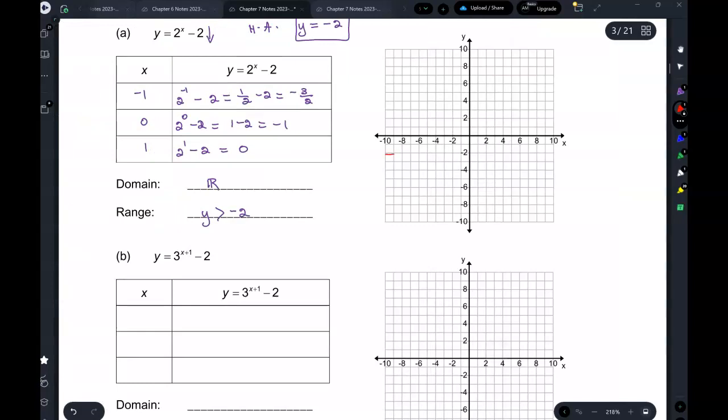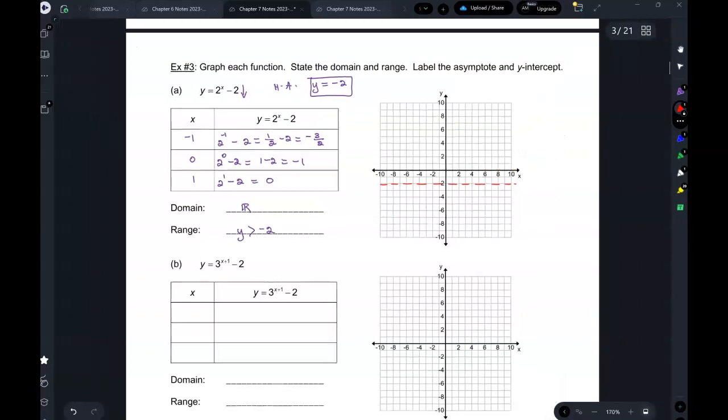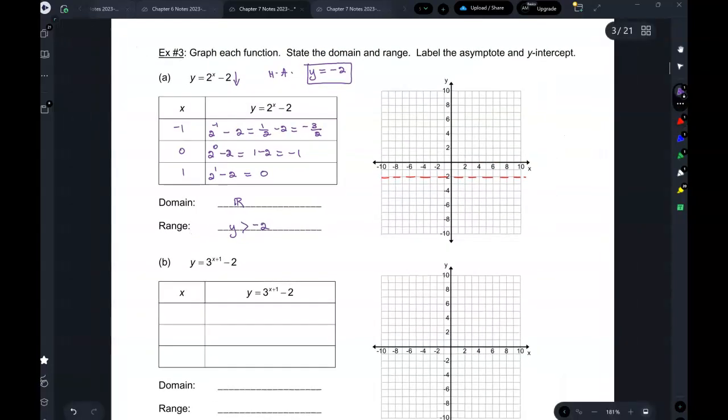Okay, asymptote time. You see how I do that first? Then I put in my points. So at -1, I'm at -1.5. And then -1. And then 0. Go up, go this way. This was exponential growth. Does this look like exponential growth? Yes, because it's moving away from the x-axis as x approaches infinity.